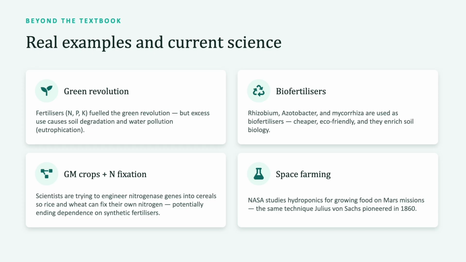And here is the fun connection. NASA uses hydroponics, the same technique from 1860, to study how astronauts might grow food on Mars missions. Your textbook technique is literally space technology.